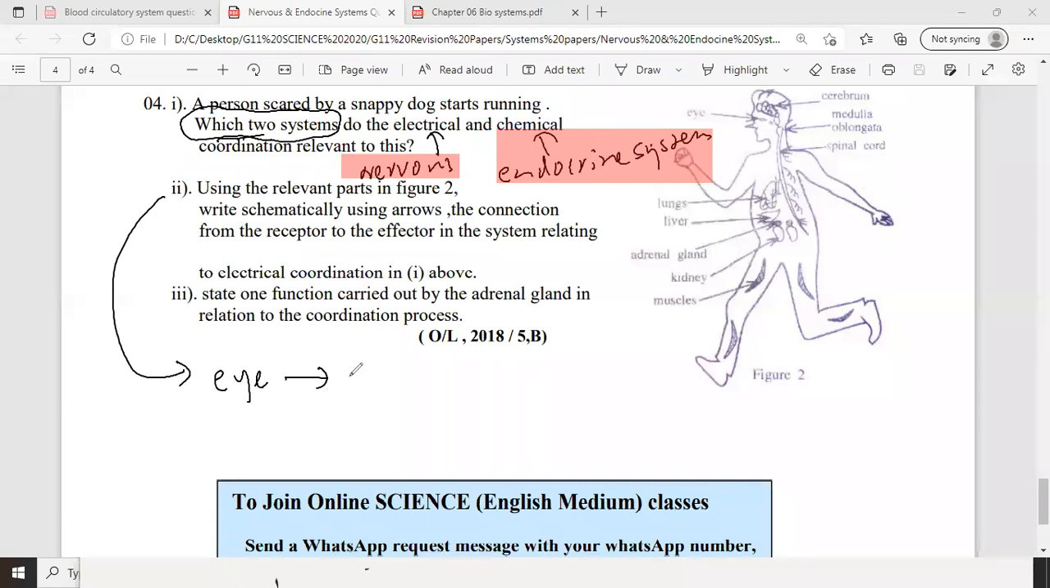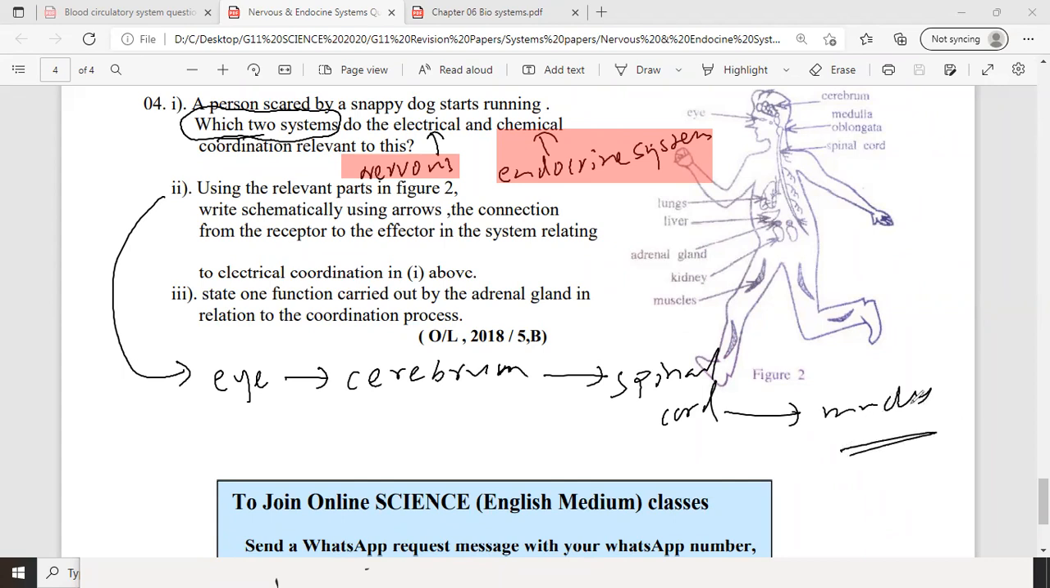So after the eye, what is that? It's the cerebrum. From the eye there will be a signal to the cerebrum. From the cerebrum to the spinal cord. From the spinal cord to the muscles. Why muscles? To release more energy by mitochondria, to run fast with rapid contraction and relaxation.